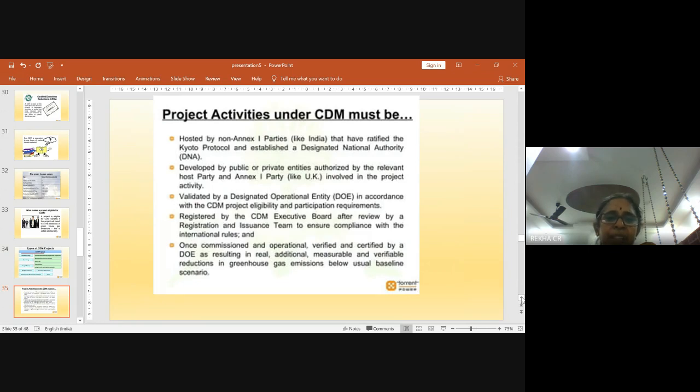The project activities under CDM should be hosted by non-Annex parties like India that have ratified the Kyoto Protocol and established a designated national authority, developed by public or private entities authorized by the relevant host party and Annex I party involved in the project activity. It is validated by a designated operational entity in accordance with CDM project eligibility and participation requirements. It is registered by the CDM Executive Board after review by a registration and issuance team to ensure compliance with the international rules. Once commissioned and operational, it is verified and certified by the DOE, the designated operational entity, resulting in real, additional, measurable, and verifiable reductions in greenhouse gas emissions below the baseline scenario.